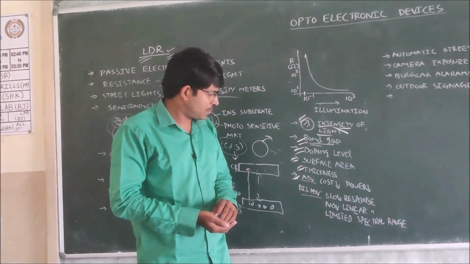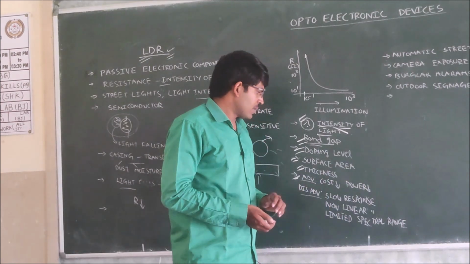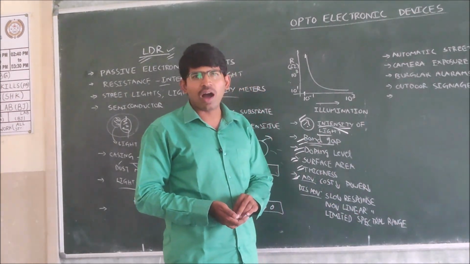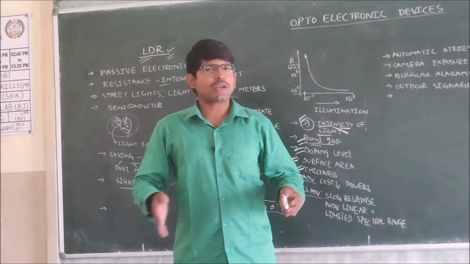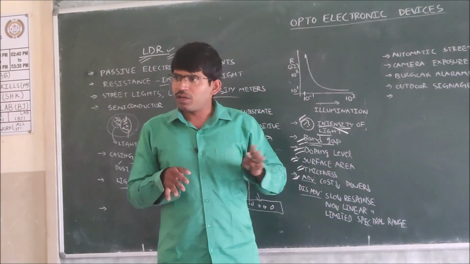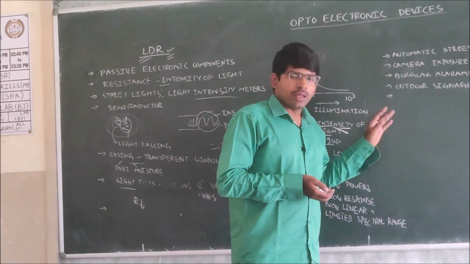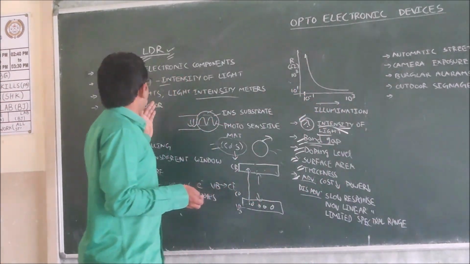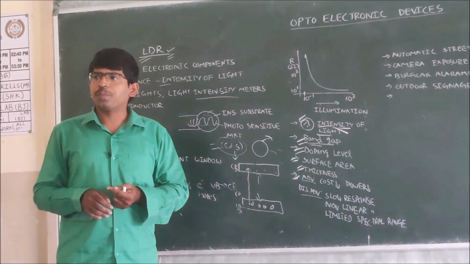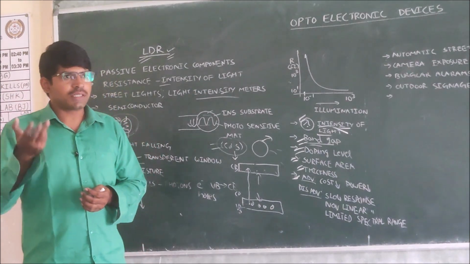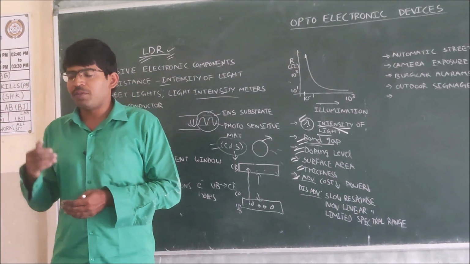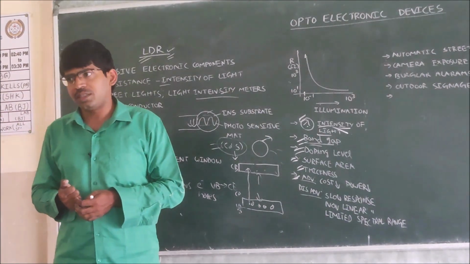Slow response. Next, there is a limited spectral range for all lights. For our entire spectrum, it will not work. For some wavelengths only, it will work. These are some of the disadvantages. So we have discussed the LDR, how we have constructed the LDR and how its resistance is being affected, and we have seen advantages and disadvantages.